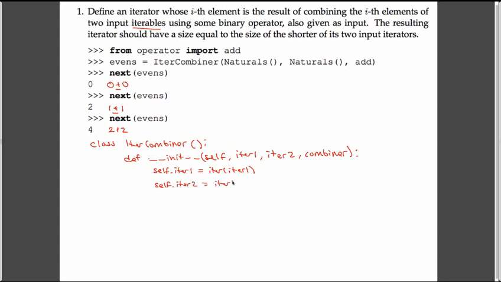Okay, so let's say self.iter2 is equal to iter of iter2, lots of iters here. And then we need to keep track of our combiner for calls to next. So self.combiner is equal to combiner. Okay. All right, so we've kept track of our state here. We know what our two iterators are, and we're able to access them from all of our methods. So now since we're defining an iterator, we need to implement next.